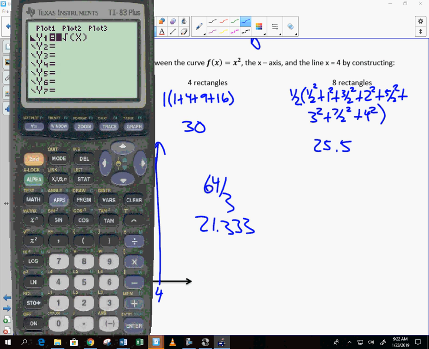I go to y equals. I type in x squared. I get rid of this, going back to the graph. I do second calculate, and I'm going to do number 7. Lower limit is 0, upper limit is 4, and I get 21.3 repeating.